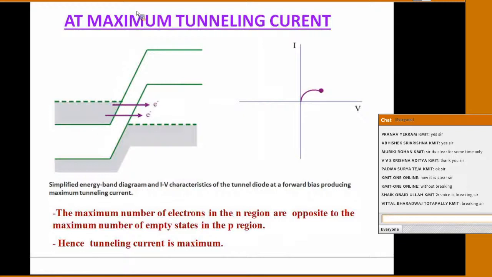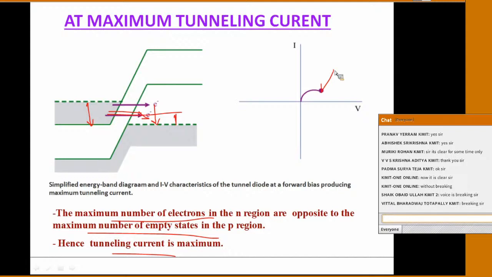When will the maximum tunneling current occur? This is the completely filled conduction band of the N side, and this is the completely available free space of the P type. Previously only this portion was available. But now if you increase the positive voltage, still not greater than the barrier potential, the maximum number of electrons will tunnel to the P side. The maximum number of electrons in the N region are opposite to the maximum number of empty states in the P region. Hence the tunnel current is maximum.